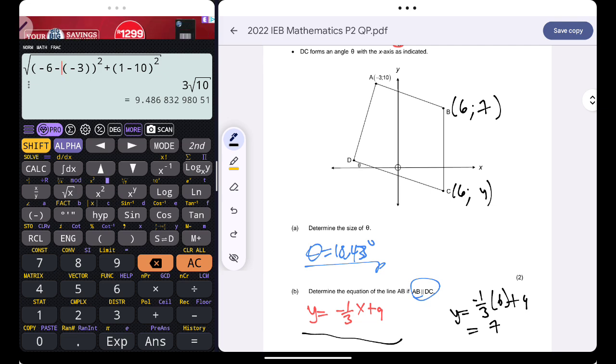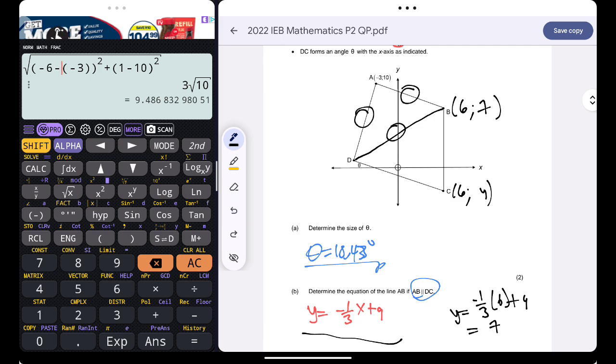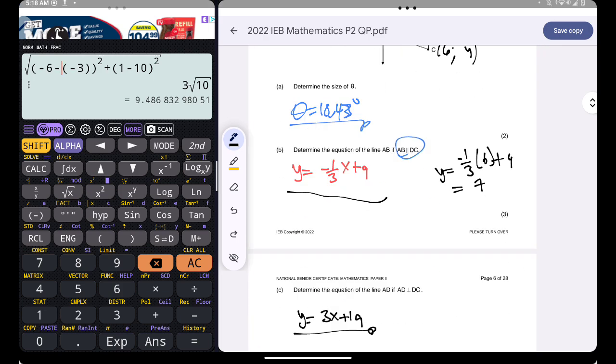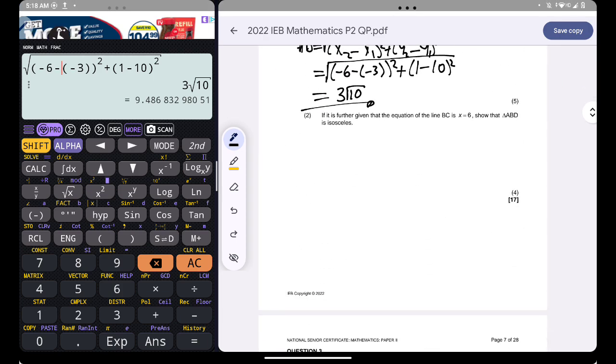I'm supposed to show that triangle ABD is isosceles. So I must just show which two of the sides of this triangle are equal. If I can show that two of these three sides are the same, I can therefore conclude that this triangle is isosceles.